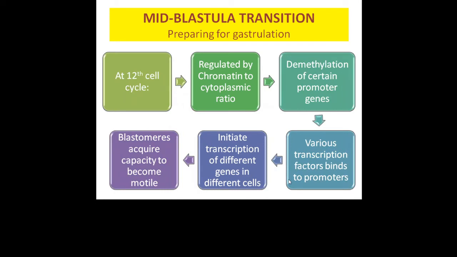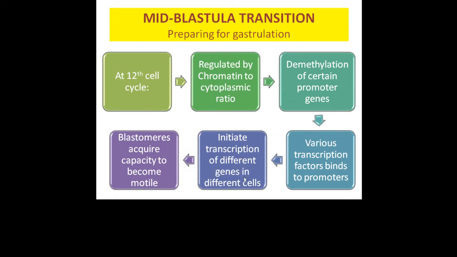But at 12th cell cycle, brought about by a change in this chromatin to cytoplasmic ratio, there occurs demethylation in promoter region of certain genes. As the promoter regions become demethylated, now some transcription factors can bind to these promoters. These transcription factors are largely produced by the cells of vegetal hemisphere. As the transcription factors bind, the transcription is initiated in these genes.